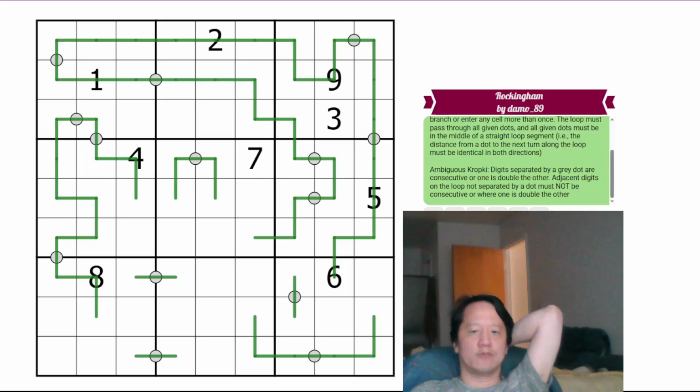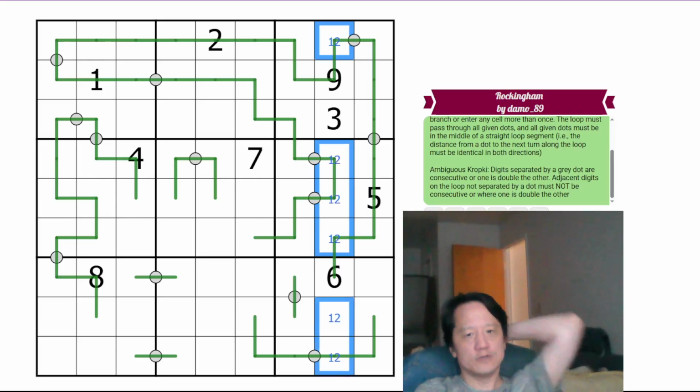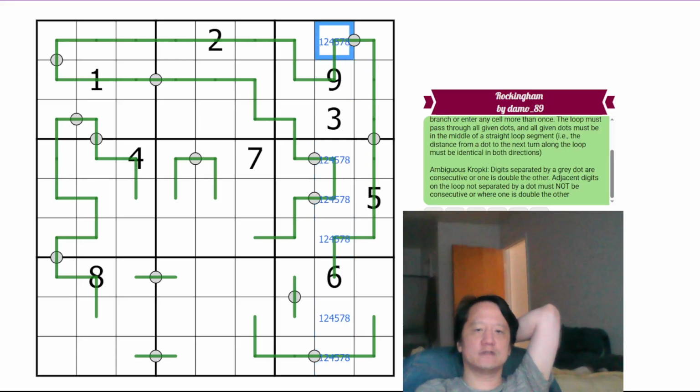Okay, remaining digits in column 8. We have 1, 2, 4, 5, 7, 8. No 2 here, obviously, because 2 is in the row. This can't be 1. 1 would only be in consecutive or in a 1 to 2 ratio with 2, and we don't have a 2 available there. No 4, 7, 5 there. No 5 here. And we don't have anything else here.